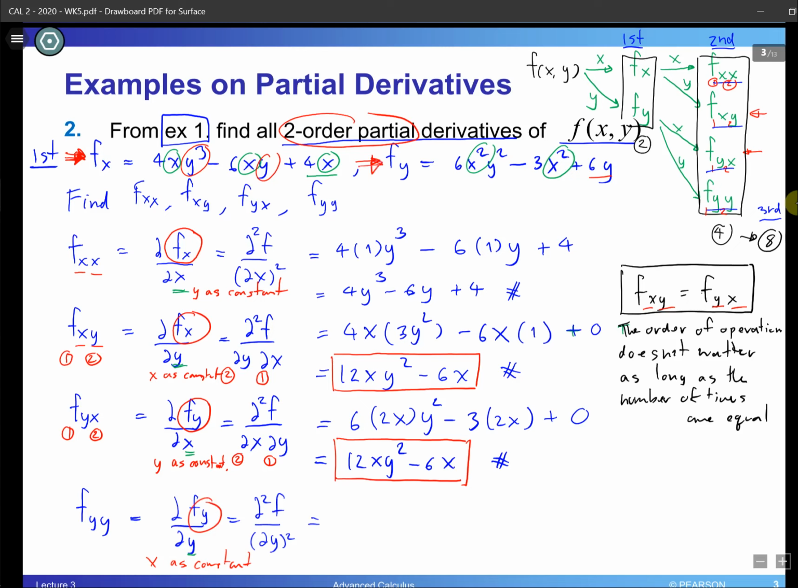Now we are going to take a look at this fy and differentiate that with respect to y. And y is right here and y is right here. The first term is equal to 6x squared, which I don't touch, and y squared becomes 2y. Minus 3x squared, this one doesn't have y, and here we treat x as a constant, so this whole term is a constant. When you differentiate a constant with respect to y, you get 0. Now the last one, plus 6y, we differentiate that with respect to y, we get plus 6. So here the last second order partial derivative, we get 12x squared y plus 6 as the final answer.